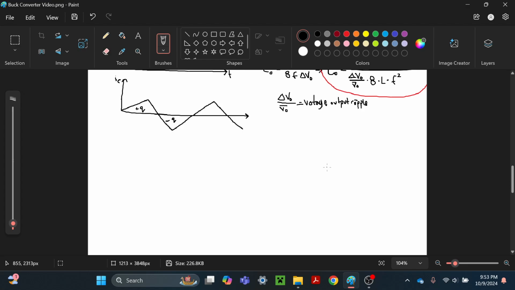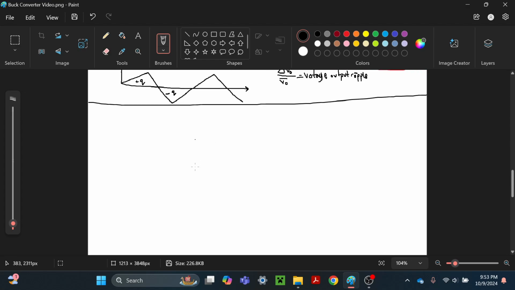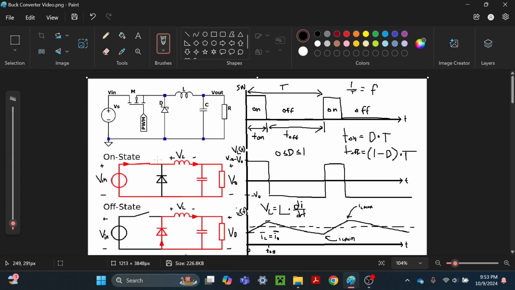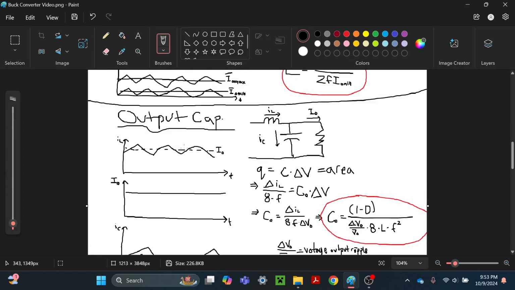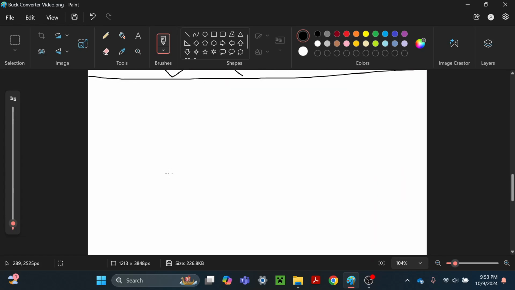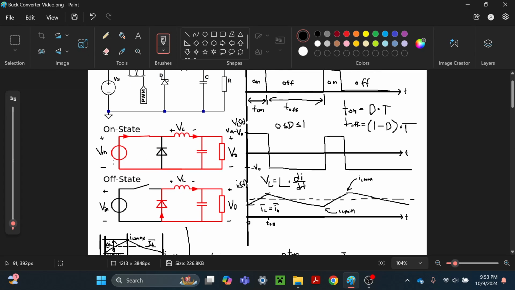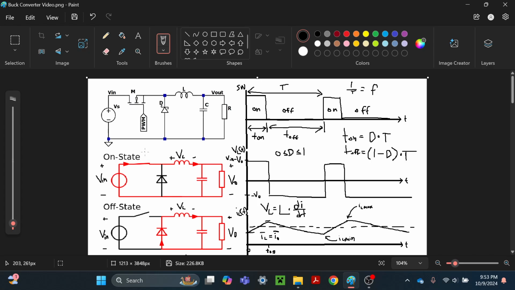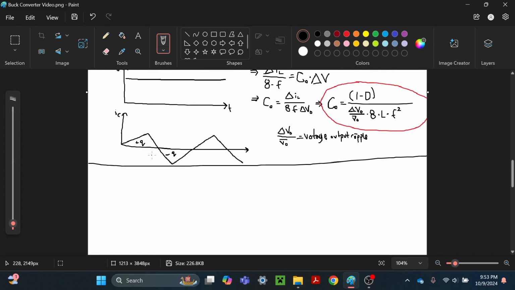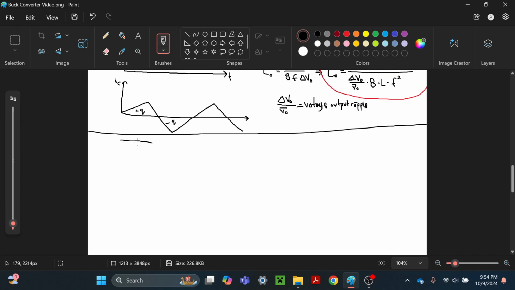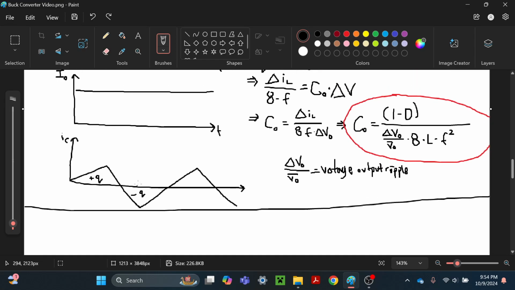And then the last thing I wanted to talk about is going to be the input capacitor, which isn't drawn on these diagrams, but these diagrams are assuming that this is a perfect source, right? So assuming your voltage source isn't ideal, you need an input capacitor.